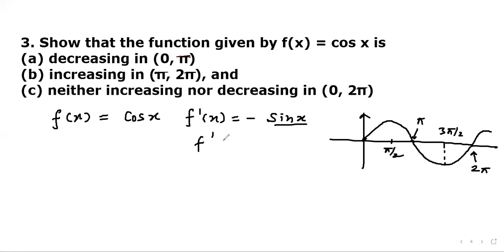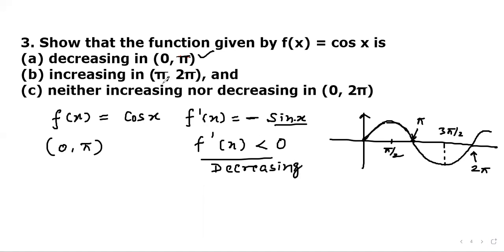So f dash x, since sin x is positive, from here it is clear. So we are considering this interval 0 to pi. In this interval f dash x, since sin x is positive, this minus sign will make it negative. Hence we can say that f dash x is less than 0. So the function is decreasing in this interval.